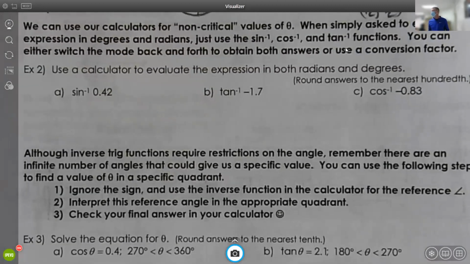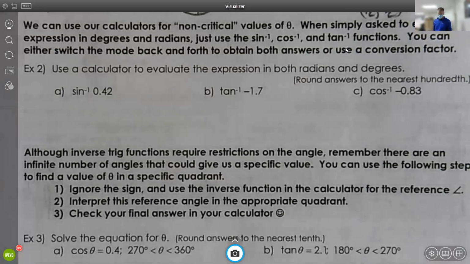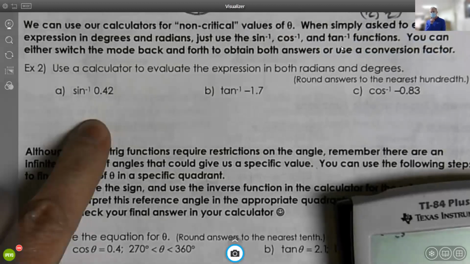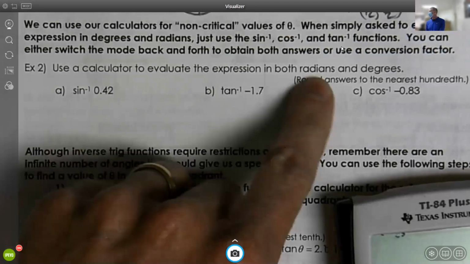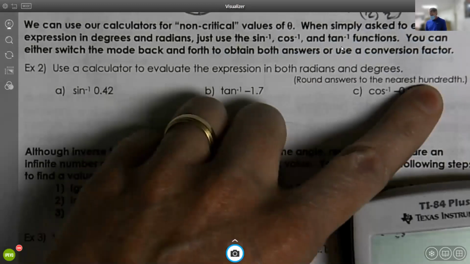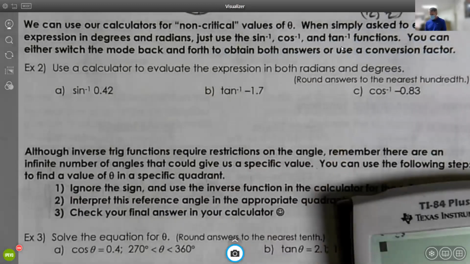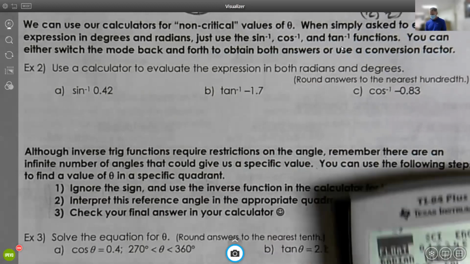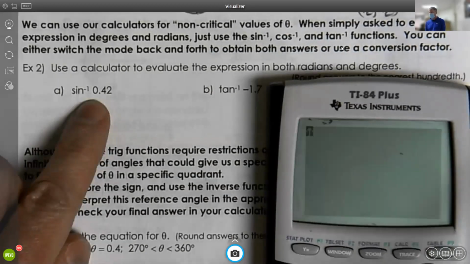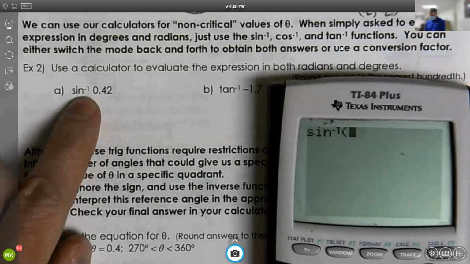Now we're moving into some spots that we can use our calculator for. Having your calculator will help you be able to calculate these quickly, and we're going to jump between radians and degrees when we answer these questions, all rounded to the nearest hundredth. So what we're trying to do, I imagine I'm in degrees, so there I am in degrees. So my answer here, when I do sine inverse, that's a little -1 of 0.42.